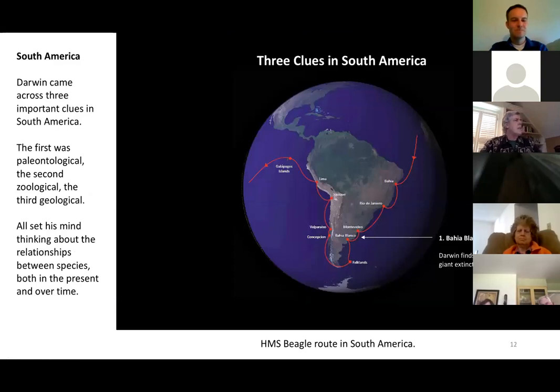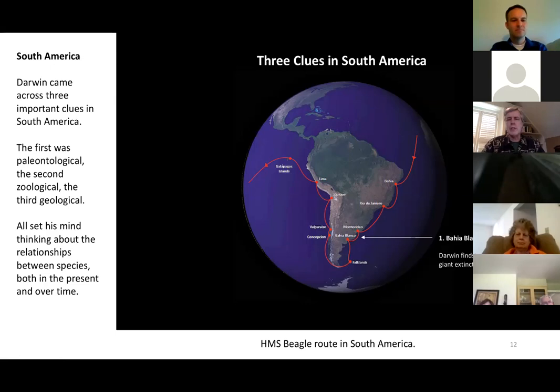And he came across, well, first of all, in this depiction here, you can see that this is Darwin, the Beagle's simplified route when it went to South America. It's actually, you know, they went back and forth and up and down, and it's terribly complicated. But this is basically the only comprehensible way to show the route that they took around South America. And he came across three clues that proved to be very important to him.